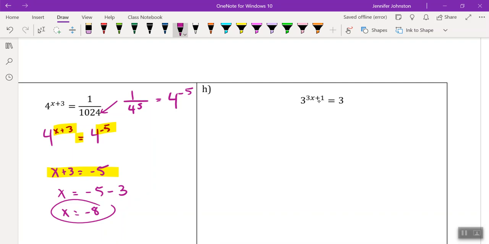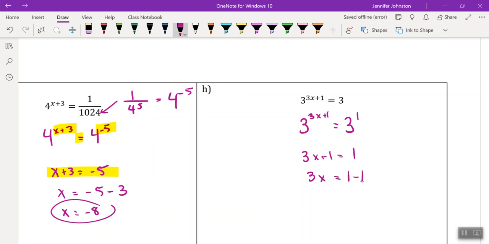Okay, and then maybe even this one. Maybe even this one you can kind of solve on your own and figure out. Well, this one's not that bad. So 3 to the power of 3x plus 1. Hey, there's a 3 here, but the bases are the same. What's the exponent right here? Is it 0? No, it's a 1. So 3x plus 1 is equal to 1.